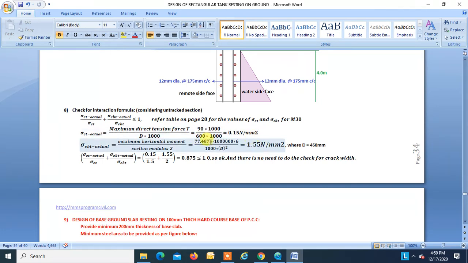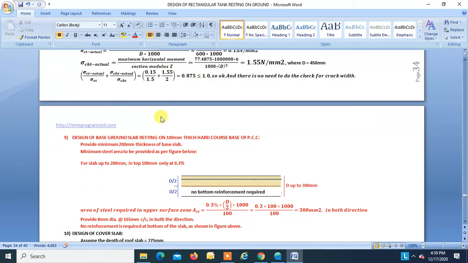So putting these two values over here, 0.15 and 1.55, that is equal to 0.875, which is less than 1. So we don't require the check for crack width. That is how we found that our section is okay in serviceability.